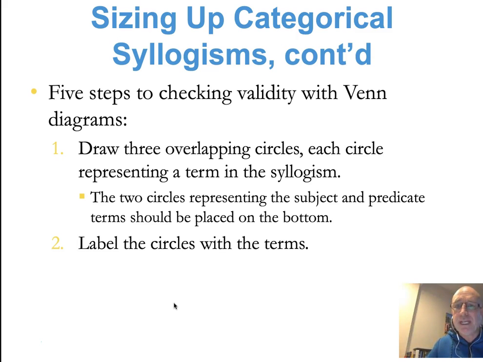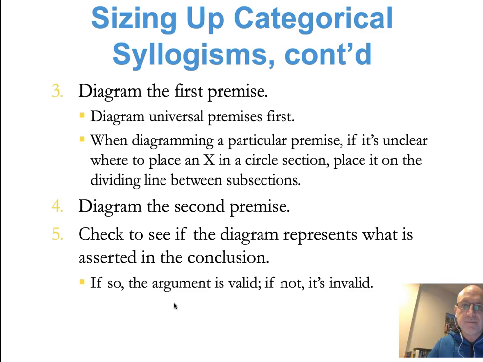So, 5 steps to checking validity with Venn diagrams. Number 1, draw 3 overlapping circles, each circle representing a term in the syllogism. The 2 circles representing the subject and predicate terms should be placed on the bottom. Label the circles with terms. Diagram the first premise. Diagram universal premises first.